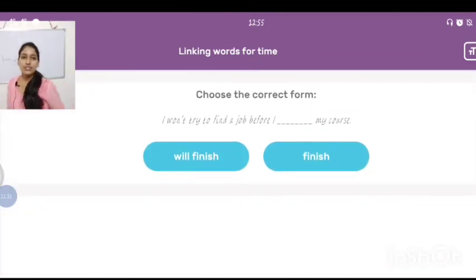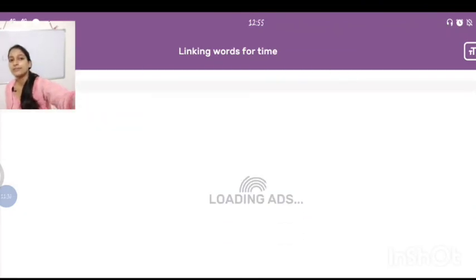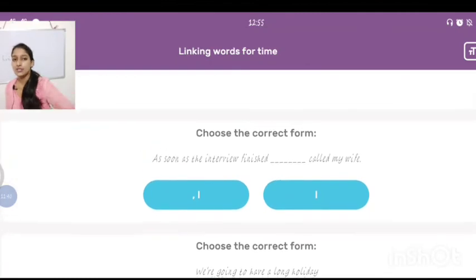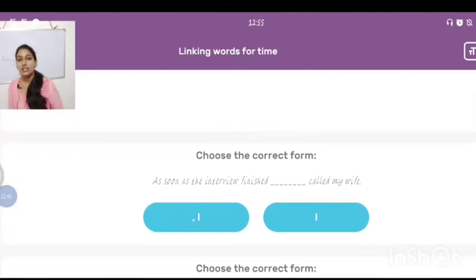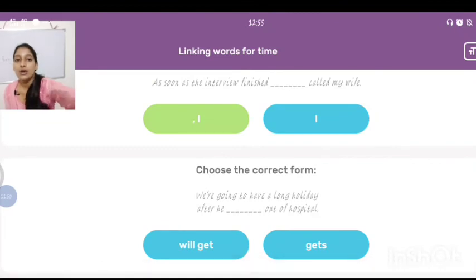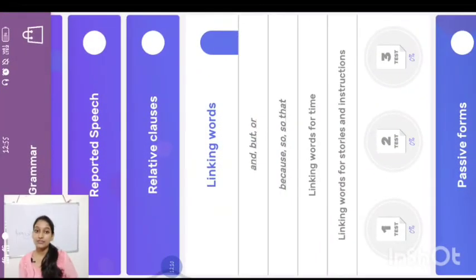I won't try to find a job before I finish my course. As soon as the interview finished, comma, I called my wife. Why? जब भी begin होगा तो comma बीच में लगेगा. We are going to have a long holiday after he gets out of hospital. After he will get out of the hospital? Let us see. After he gets out of the hospital. So that is all about linking words of time.